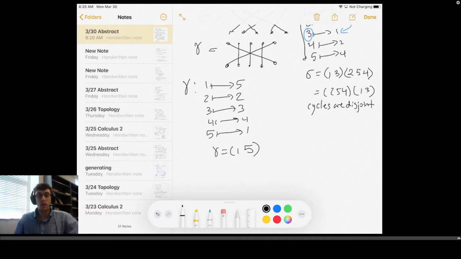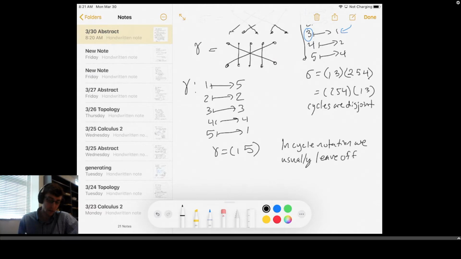Right, and so, again, this is where it's important. In cycle notation, we usually leave off things that are fixed, because it's just a pain to write, in all honesty.